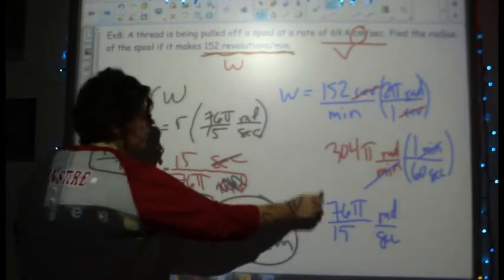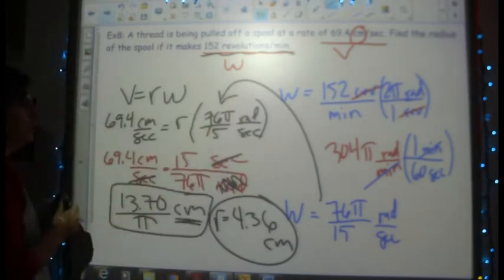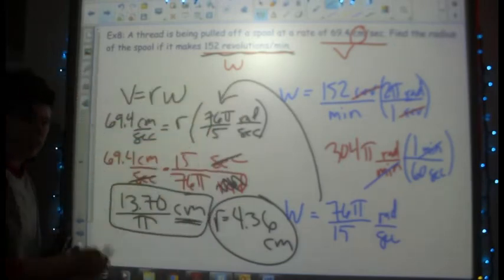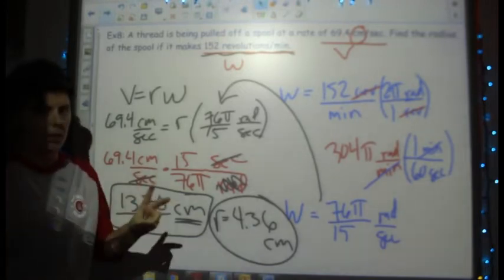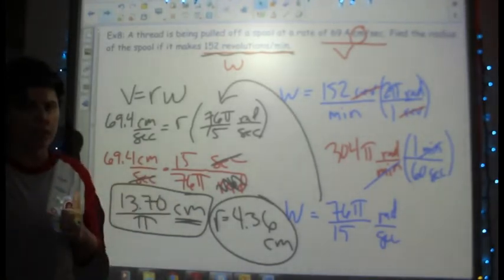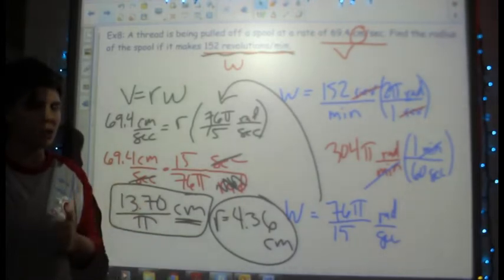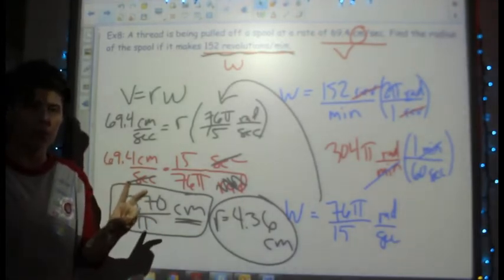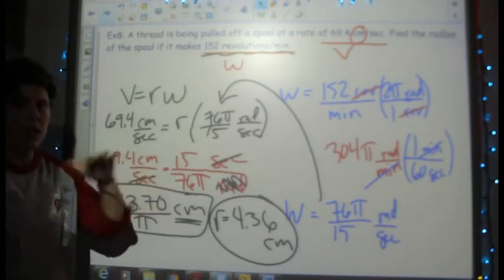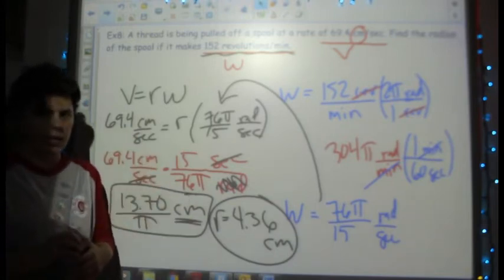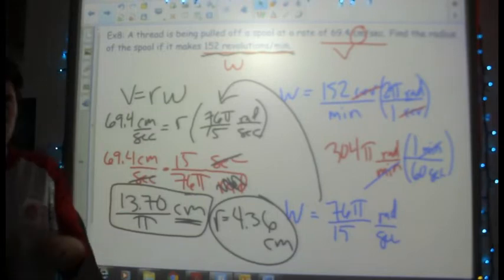So I took my W and I plugged it into my formula. Then all I had to do was divide. Don't be overwhelmed. I know there's a lot. There are two main formulas: W equals theta divided by T, and V equals RW. If you know those two formulas, you can do it. Try your best. There's a lot of unit changes. That's okay. We're going to practice them a lot, okay? Watch the video again if you need to. Good luck.